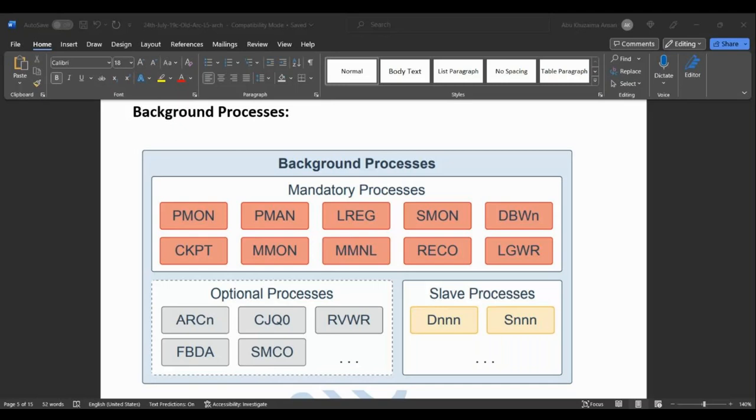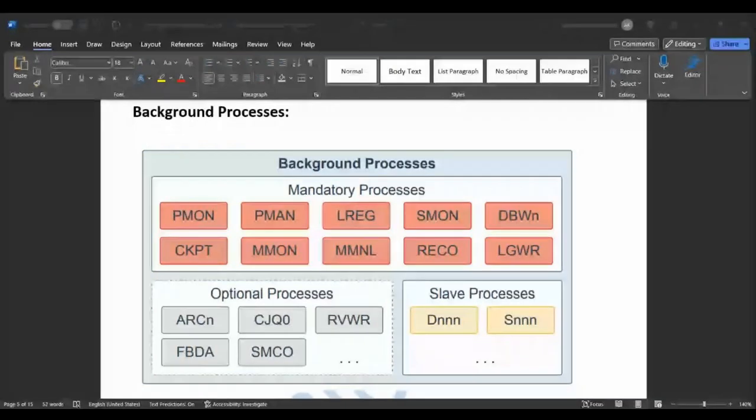So process execution architecture depends on the operating system. Suppose your operating system is Windows, then an Oracle background process is a thread of execution within a process. But if your operating system is Linux and Unix, then an Oracle process is either an operating system process or a thread within an operating system process. Okay, so a process normally runs in its own private memory area, and most processes can periodically write to an associated trace file.